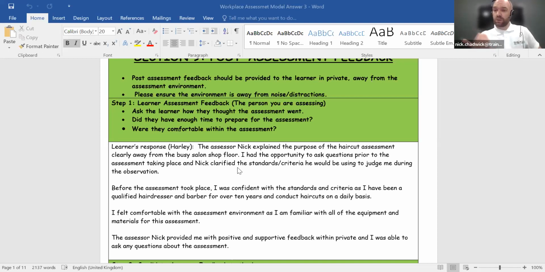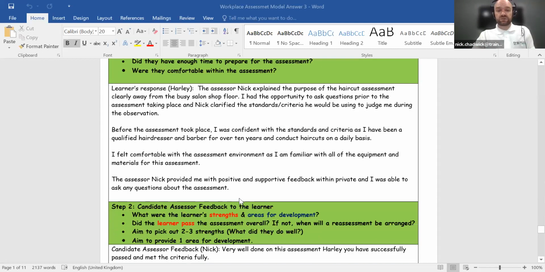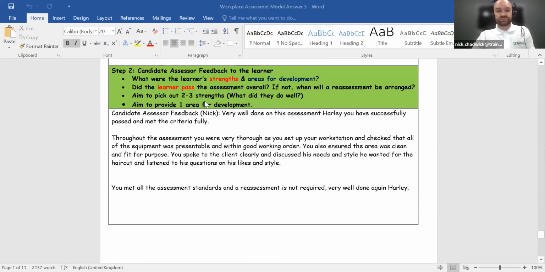So there's a lot of positive feedback for me, the assessor, to take on board. I'm finding out about how he found the assessment in terms of the instructions, the pre-assessment targets, all of those things. And that is really useful information for me to take on board. So that is step 1. The learner assessment feedback is how the learner found the assessment.